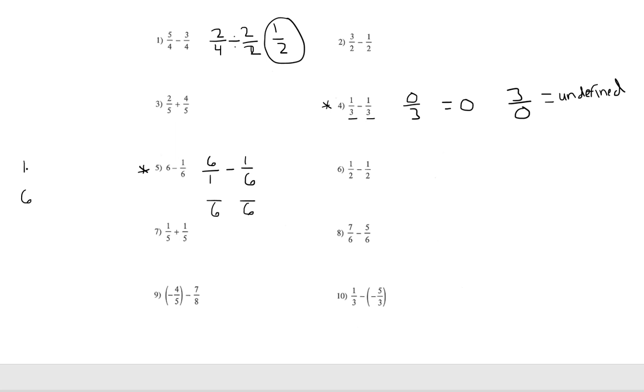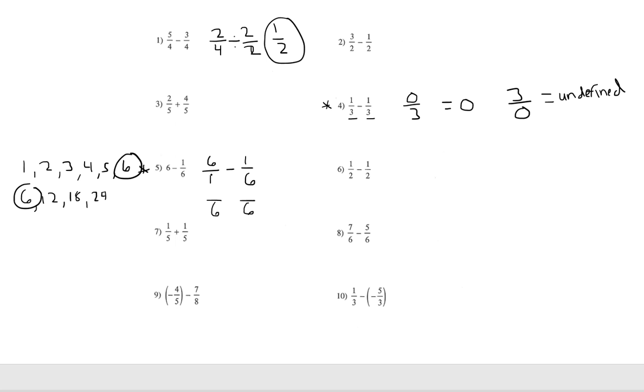Okay, and common denominator is the same as the least common multiple. So if I were to list the multiples of 1, 1 times 1 is 1, 1 times 2 is 2, 1 times 3 is 3, 1 times 4 is 4, 1 times 5 is 5, 1 times 6 is 6. Okay, so those are the multiples of 1. And then multiples of 6 would be 6, 12, 18, 24. So you can see our least common multiple here is a 6. That is our common denominator, or our lowest common denominator.